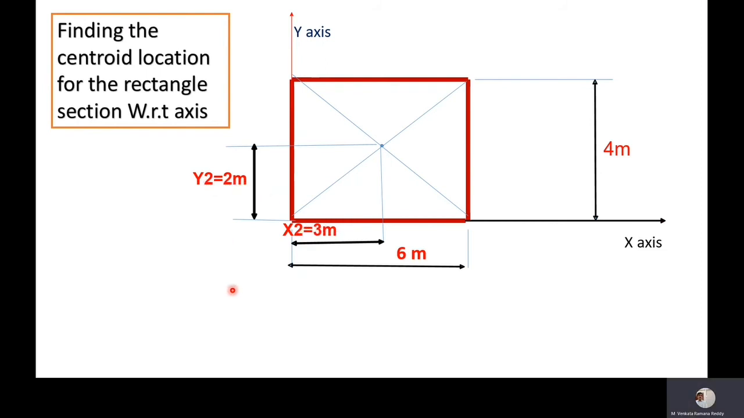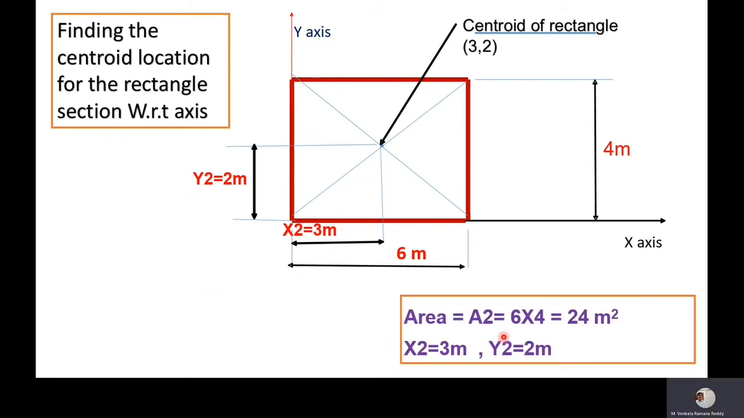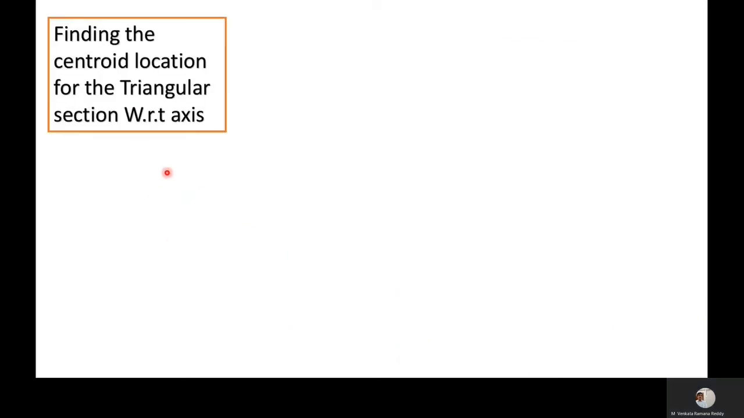Then we'll calculate area. Area is equal to 6 into 4, which is equal to 24 meters square. x2 is equal to 3 meters, y2 is equal to 2 meters. Next step is calculating centroid for the right angle triangle with respect to axis.